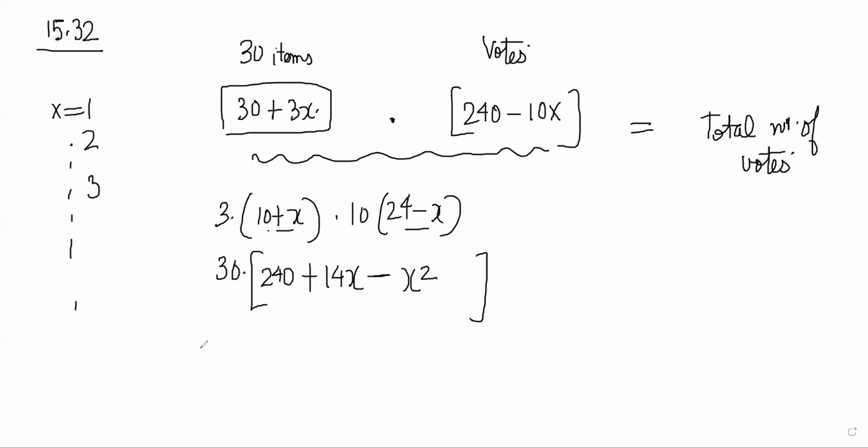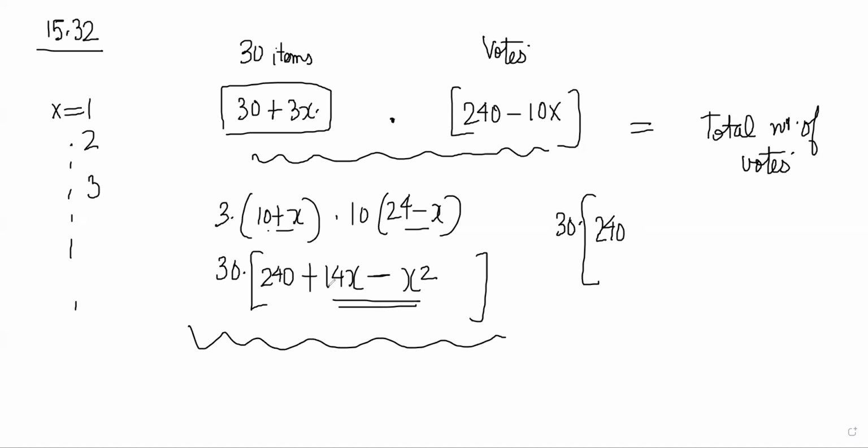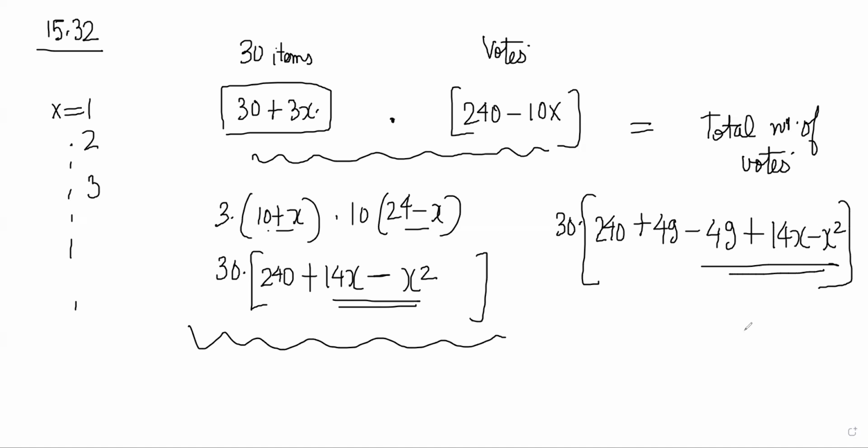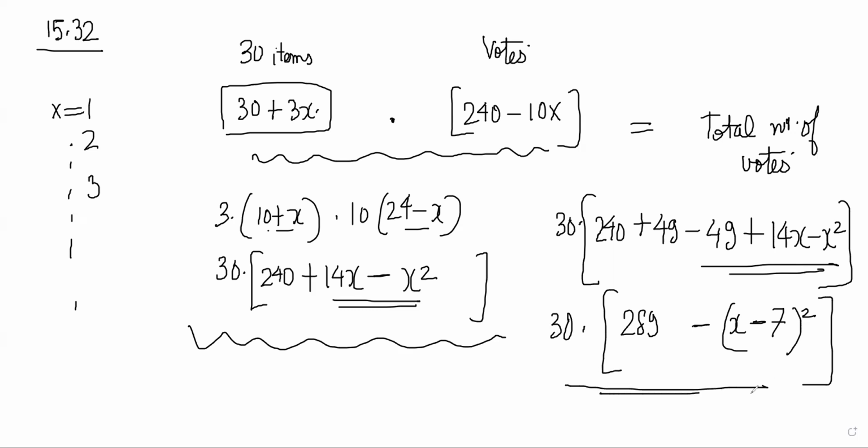You have to maximize the total number of votes, so we need to maximize this. So 30 times 240, this is clear that you need a minus 49 and plus 49. This part is negative (x minus 7) whole squared. This is 289, this is 30. This is clear. This is what is coming as the total number of votes.